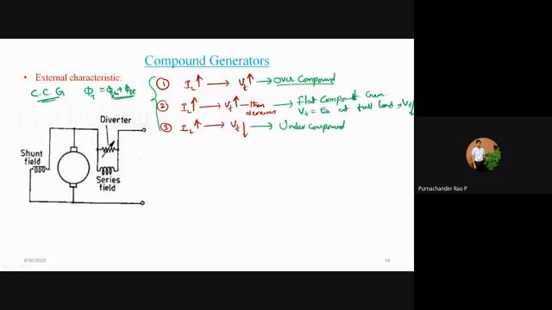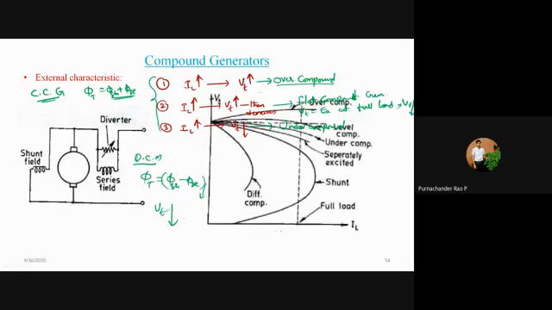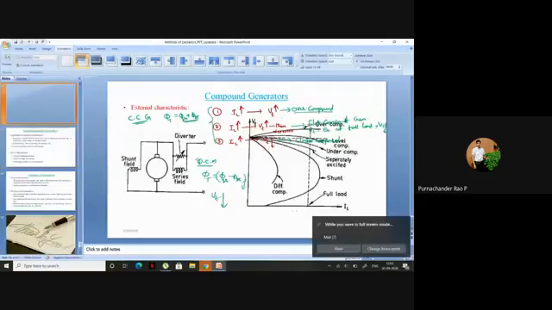Okay, so the next one is the differentially compound generators. For the differentially compound generators, phi t is equal to phi sh minus phi se, and therefore the net flux always goes on decreasing. Your terminal voltage will always decrease. Okay, Vt always decreases. So these are the characteristics you can observe. I will take up another slide here so that you can easily understand.